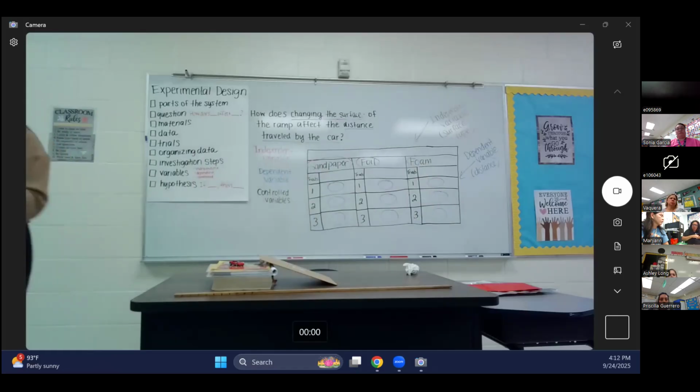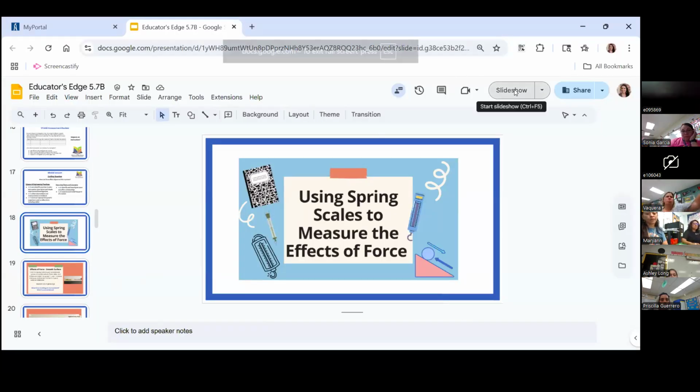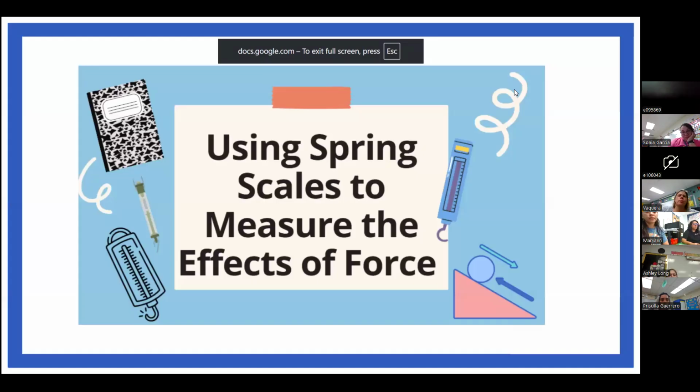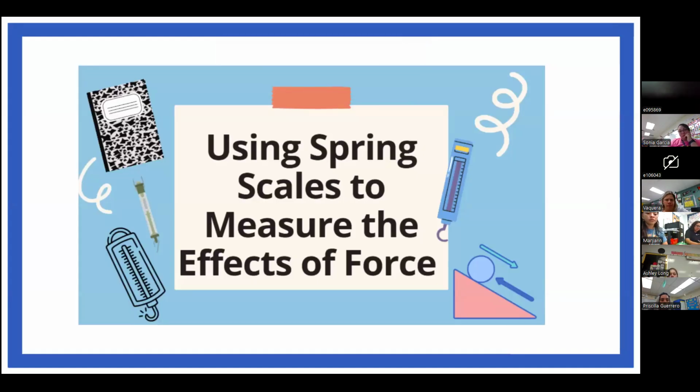Okay, so now I'm going to switch over. So that was the explore, the gradual release. And so now I'm going to show you here. Did it switch over? Very good. So now as part of our explain and the resources for this learning target, we provided this spring scales activity for you to use with your students.